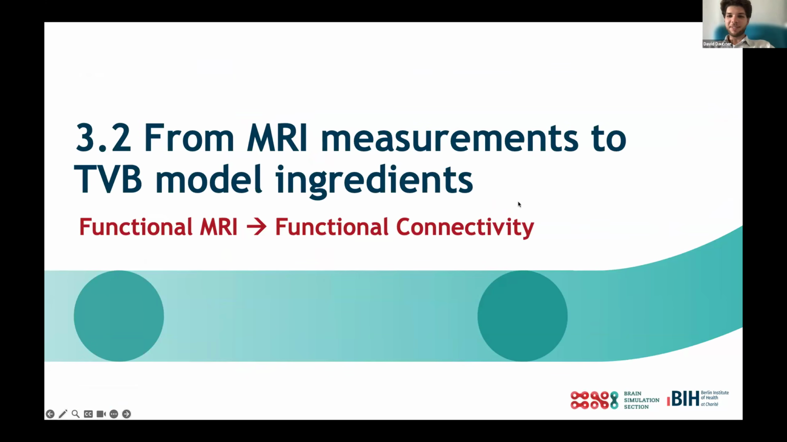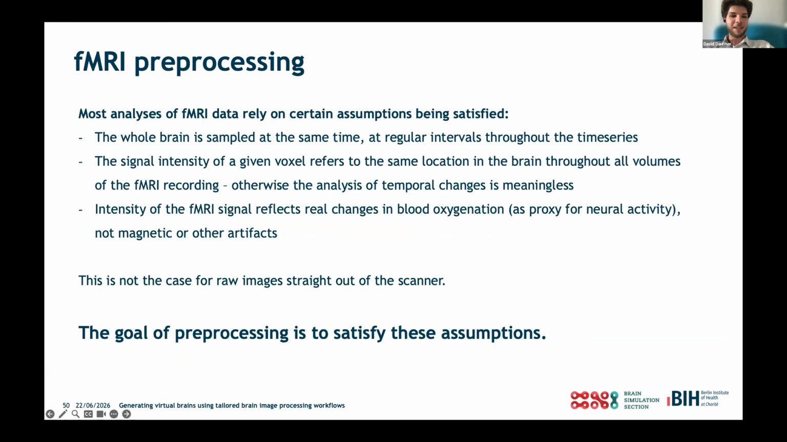Okay, so when we analyze fMRI data, most of the statistical techniques we use rely on certain assumptions about the data. And this is mainly that the whole brain is sampled at the same time, that the signal intensity of a given voxel refers to the same location in the brain throughout all the volumes in the fMRI time series, and that the intensity of the fMRI signal we record reflects real changes in blood oxygenation as a proxy for neuroactivity and not magnetic or other artifacts. And with the raw data from the scanner, none of the assumptions are true, and the goal of preprocessing is to satisfy them.